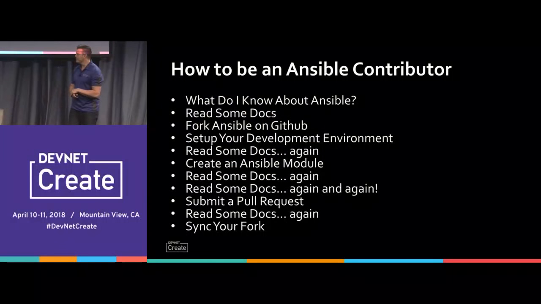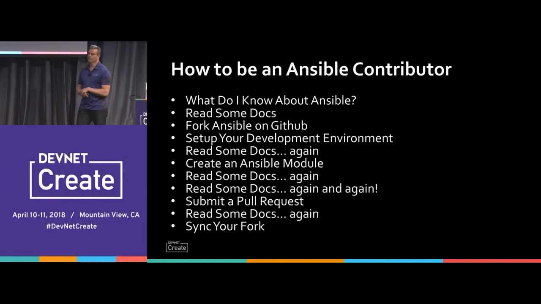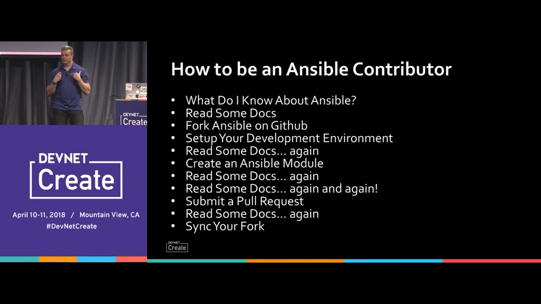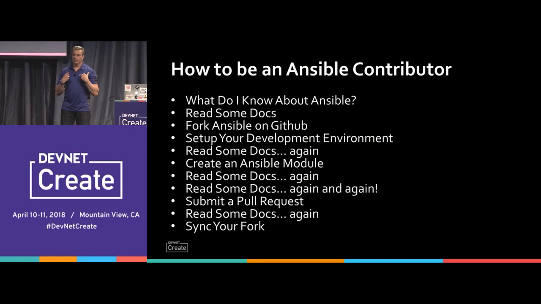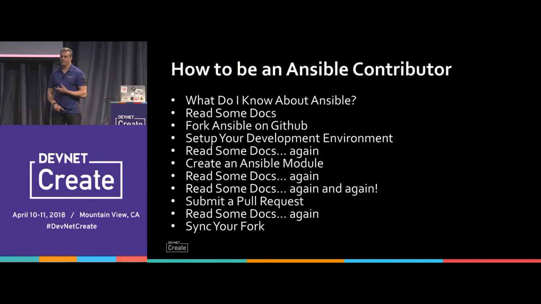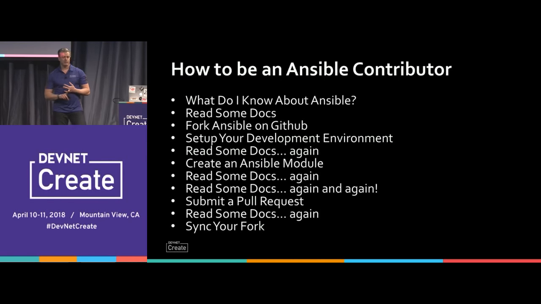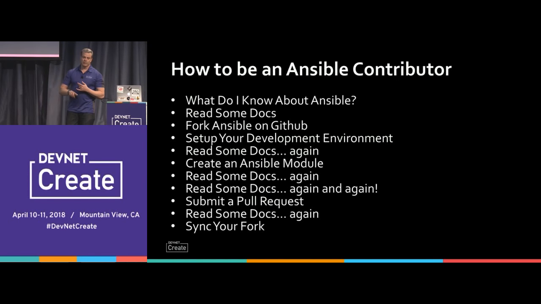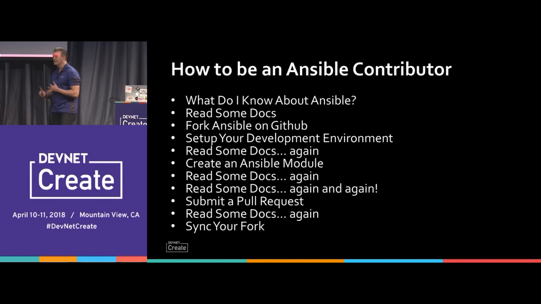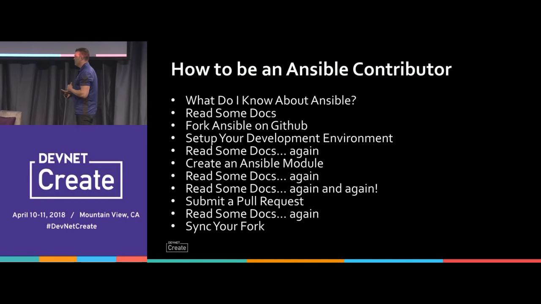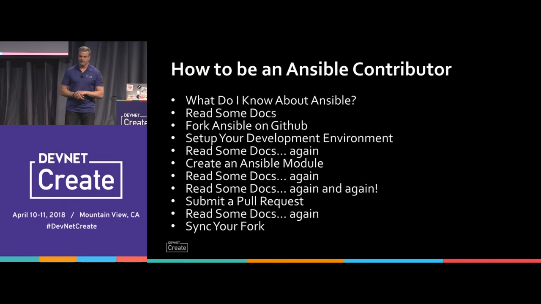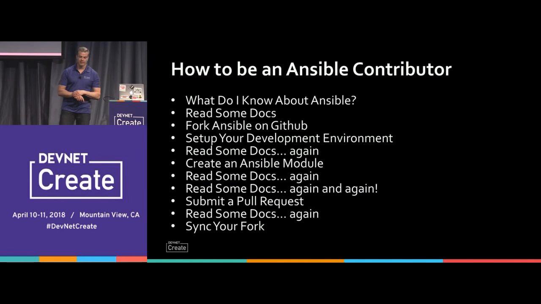All right, here's the agenda we're going to cover today. So pull up a chair, a pillow, a cup of coffee. We're going to talk about what I know about Ansible, and you'll be surprised at what I know. We'll talk about reading some docs. We'll talk about forking Ansible on GitHub. I know it sounds bad, but it's not that bad. We'll talk about setting up a development environment, reading some docs again, creating an Ansible module, reading some docs again, and then reading some docs again and again. And this will make sense when we get to it. Submitting a pull request and reading some more docs, and then syncing your fork, which is less painful than the forking that we did before.